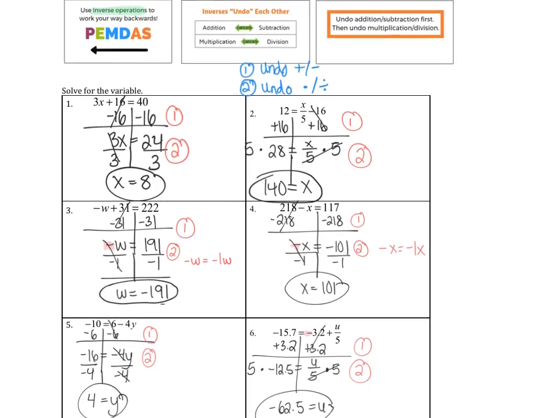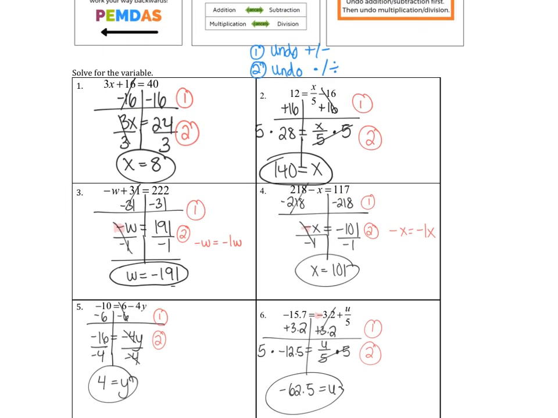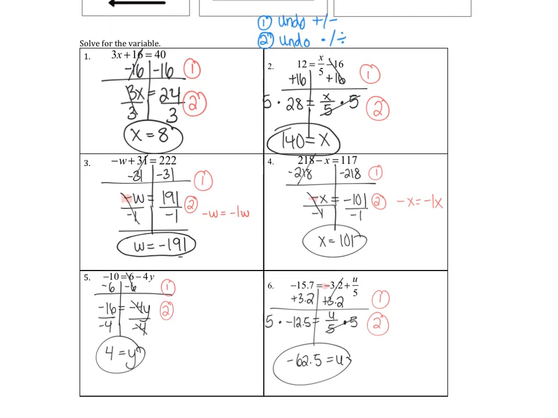Okay, so again, remember, these are solving two-step equations. The first step is always to undo the adding and subtracting, and then the second step is to undo the multiplying or dividing. And how you undo something is you do the opposite operation.